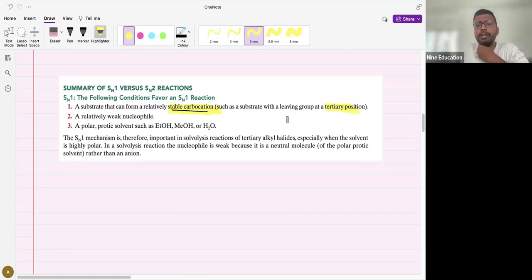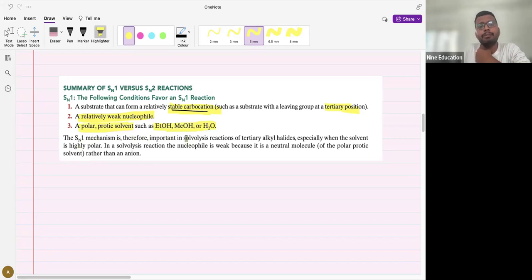You should know that 3 degree always gives an SN1 reaction. Nucleophiles can be relatively weak also. You can have weak nucleophiles for an SN1 reaction. The solvent should be polar protic. Therefore, EtOH, MeOH or water is used as the solvent.